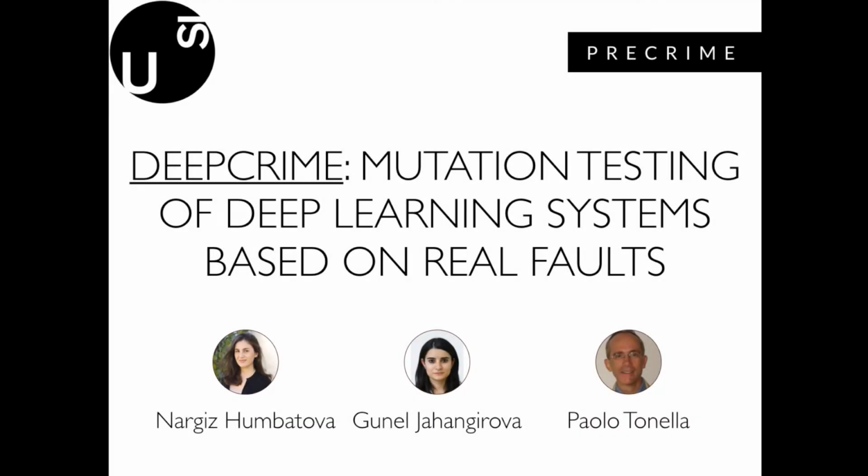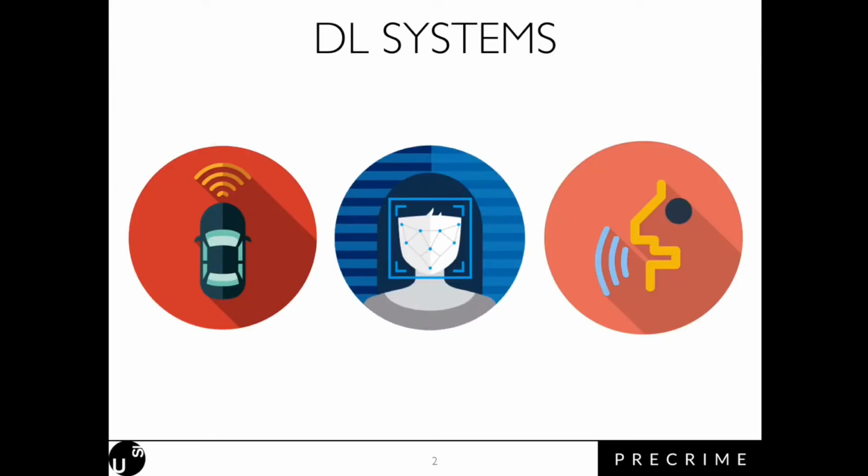Hello, everyone. Today's talk is going to be about DeepCrime. It's a mutation testing framework for deep learning systems that is based on real faults. So, as we all know by now, DL systems have become very widespread, and they're often used for tasks where a failure can lead to quite great consequences, and ensuring proper testing of these systems becomes more and more important.